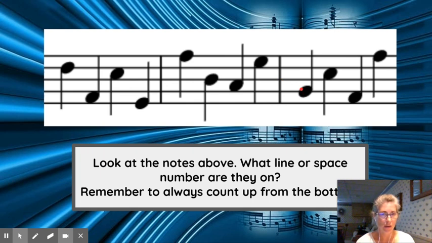Let's look at the next note here. Line or space? What number? If you thought it was the second line, you are correct.